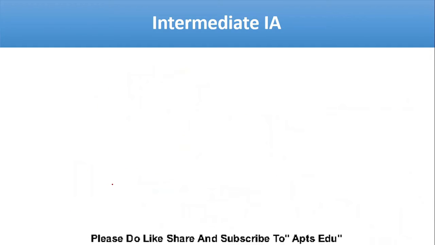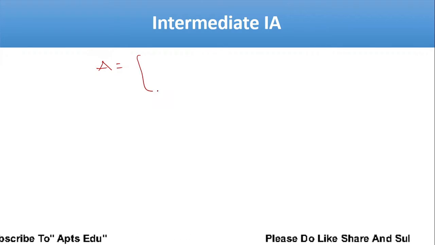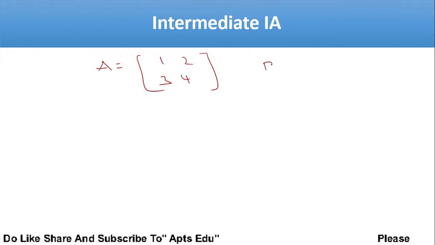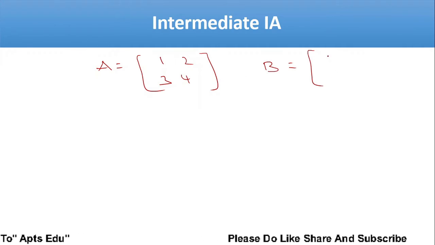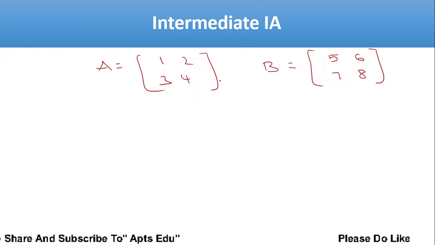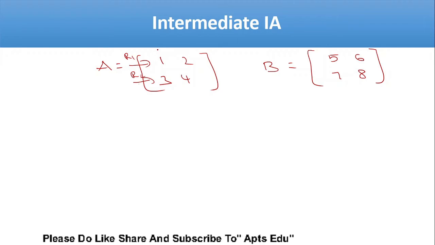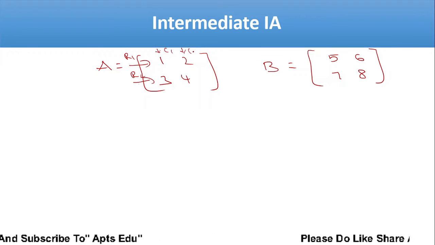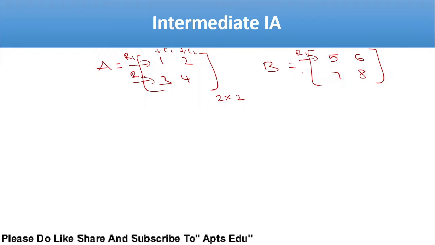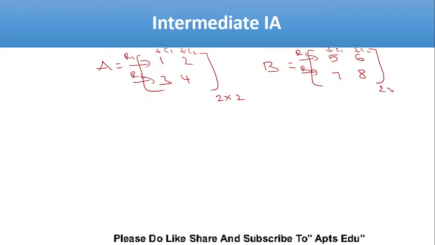Next, if we want to add matrices, for example, A is given as 1, 2, 3, 4 and B is given as 5, 6, 7, 8. So what is the order of this matrix? One row, two rows, one column, two columns. So it is a 2 by 2 matrix. Again, one row, two rows, one column, two columns. This is also a 2 by 2 matrix.